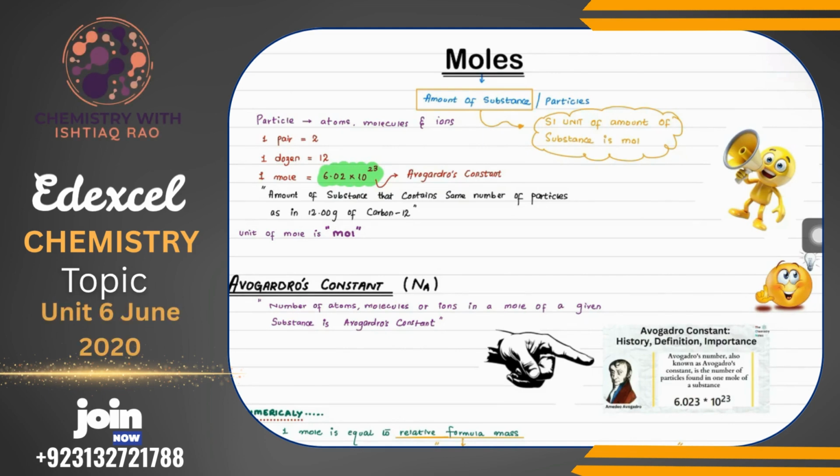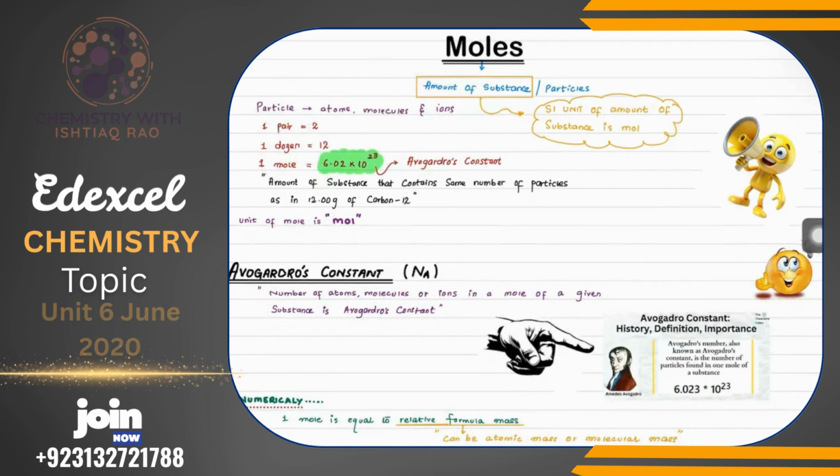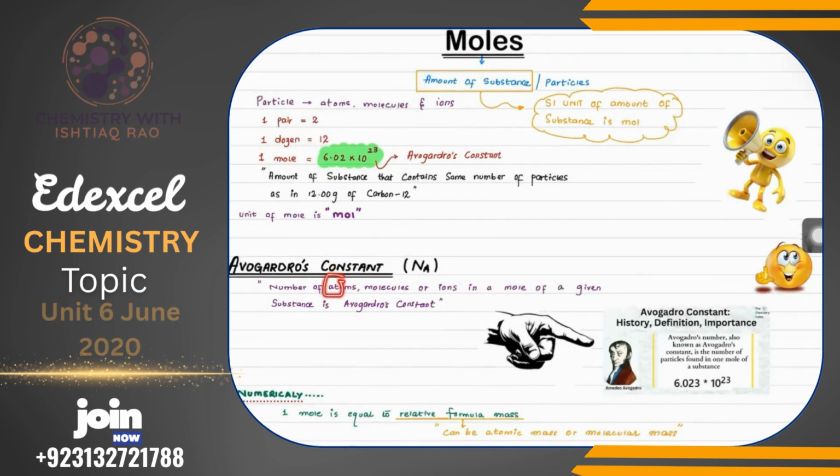In the next classes in A2, we will discuss this. There is an experiment in which we calculate it, the topic of electrolysis, and interestingly we get the same answer, 6.02 × 10^23. This number is known as Avogadro's constant, represented by NA, Avogadro's number. You will see the definition of Avogadro's number in your exam: it's the number of atoms, molecules, or ions in a mole of a given substance.